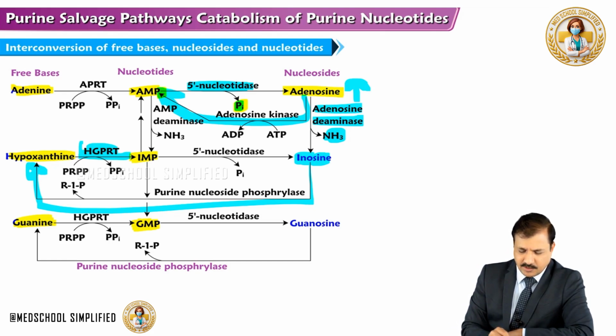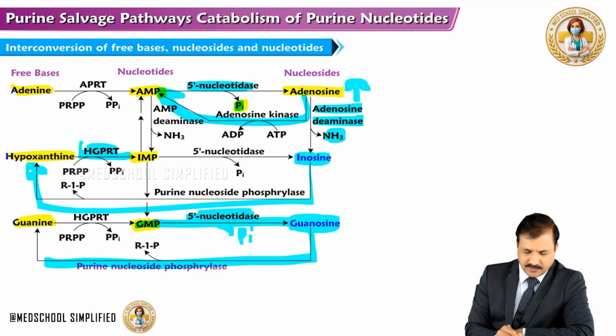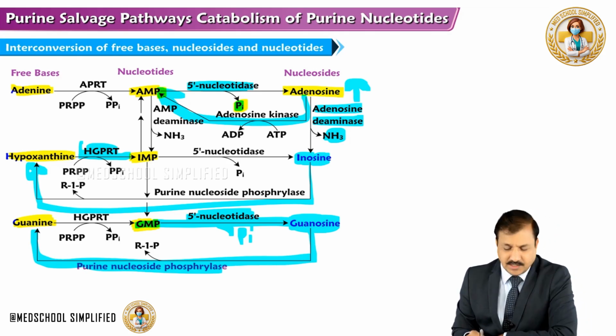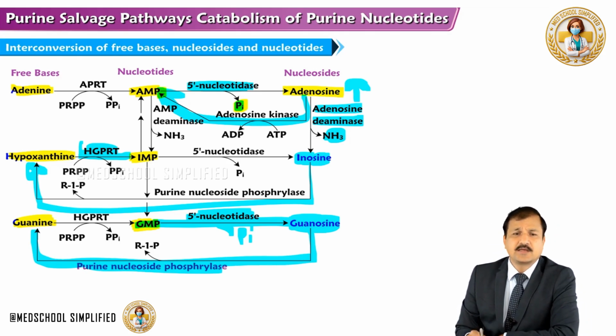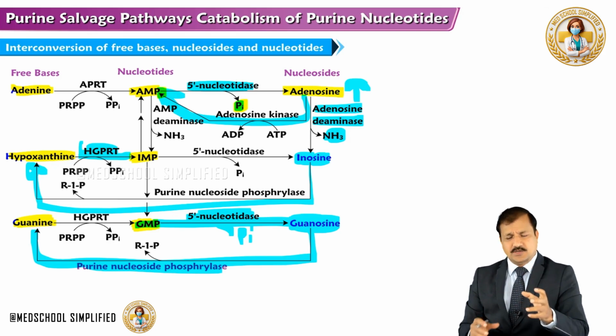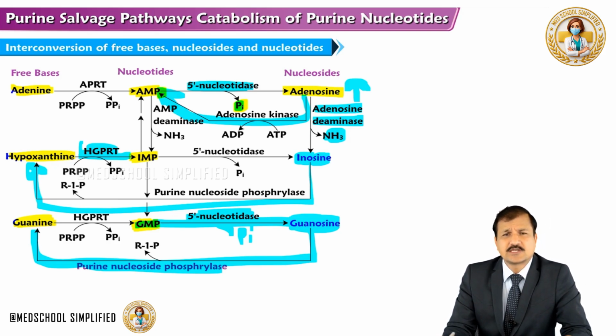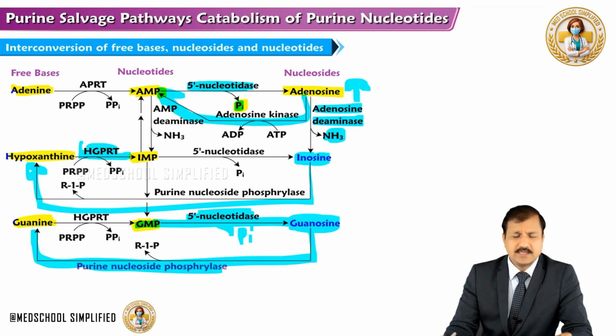Similarly, guanosine monophosphate can be converted to guanosine by 5' nucleotidase by releasing inorganic phosphate, and guanosine is further converted into guanine by purine nucleoside phosphorylase, where ribose 1 phosphate will be released by the enzyme. So this type of interconversion can go on between free bases, nucleosides and nucleotides in the cell.